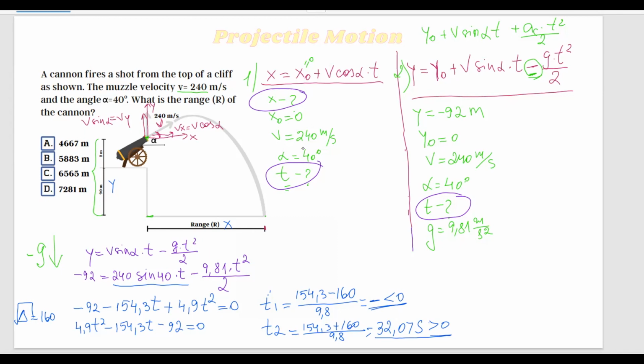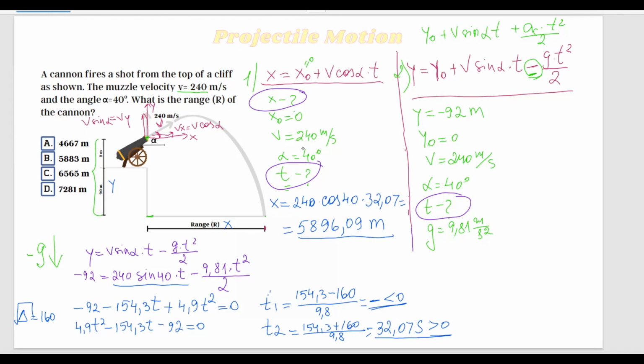So now that we know T, we can come back to the X equation and calculate for X. I'm going to squeeze it over here. So X is going to be equal to V, which is 240, multiplied by cosine of 40, multiplied by 32.07. Let's use the calculator. We have 240, 40 cosine multiplied, 32.07 multiplied. And I get a value for X as 5,896.09. And these are meters.